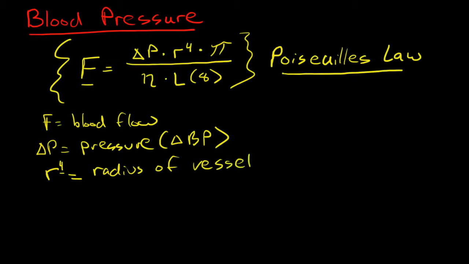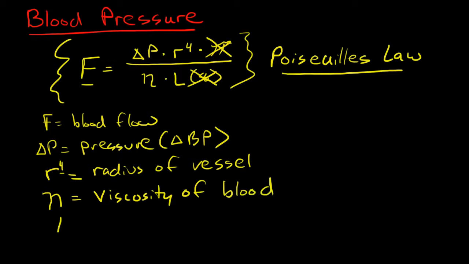Pi just stands for a constant, and we're not going to worry about that. And we're also not going to worry about the 8, it just sort of balances the concept. This stands for the viscosity of blood, and L stands for length.